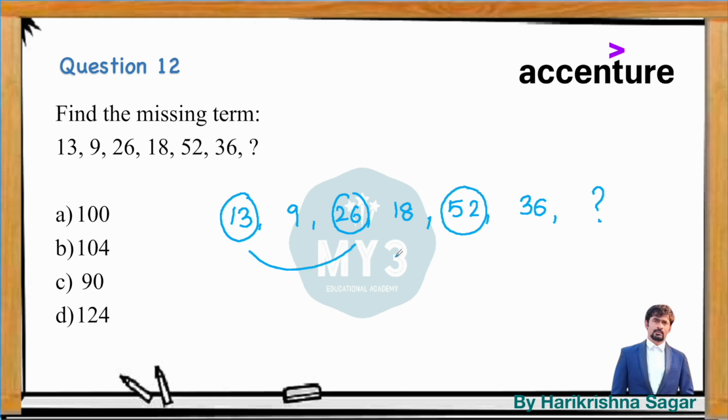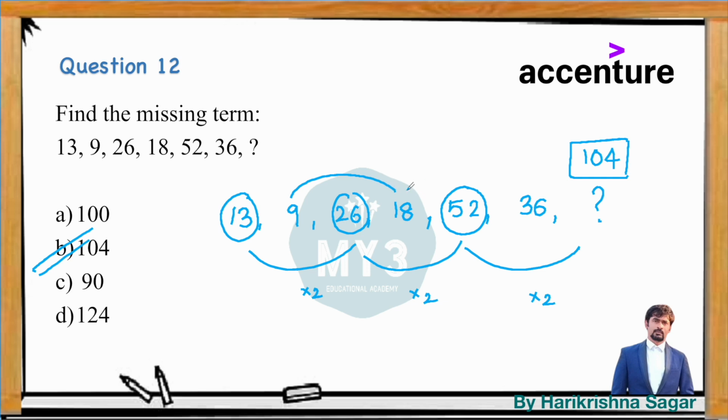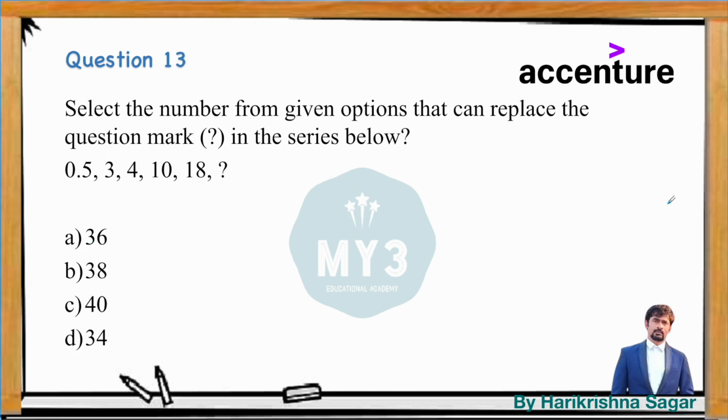So 13 into 2 is 26. 26 into 2 is 52. 52 into 2 is going to be 104. They are expecting us to find out the question mark value. Question mark value will be 104. And what about this? This is also following the same. 9 into 2, 18. 18 into 2 is going to be 36. 36 into 2, the next term will be 72. But they are just asking the next immediate term. So 104 should be our answer choice. Mark the answer choice as option B here. Let's look at the next question.